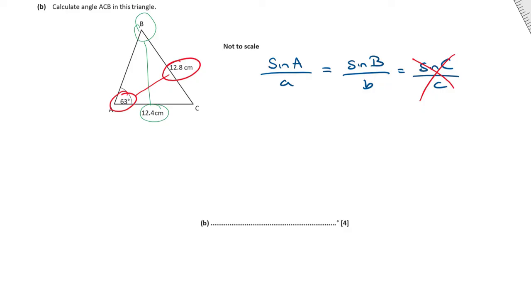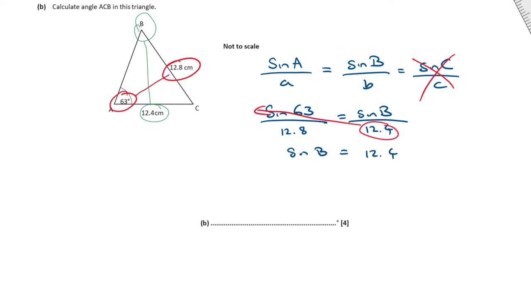Okay, so let's sub in what we know. A is 63, so the sine of 63 over side a, which is 12.8, that is equal to the sine of B, which we're going to find, divided by the side b, which is 12.4. Okay, rearranging for sine B, really all I've got to do is move that over there, don't I? I'm going to flip it around at the same time. Right, sine B equals 12.4 sine 63 over 12.8.